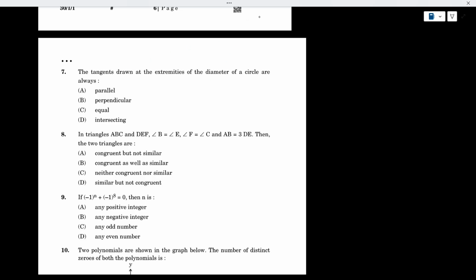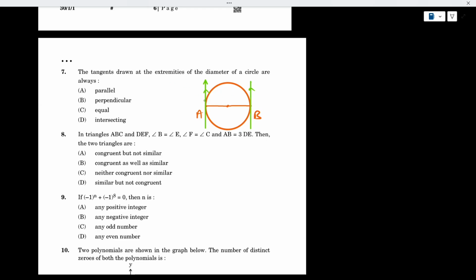Now, if you remember, one question you have also solved. If I draw a circle, right? This is a circle. This is the center. Now I have to consider the diameter. If I take AB as the diameter, and if I draw at the diameter ends, I have to draw the tangents. This is one tangent, this is another tangent, and you know that tangents drawn at the end of the diameter, the extremities of the diameter, are always parallel.